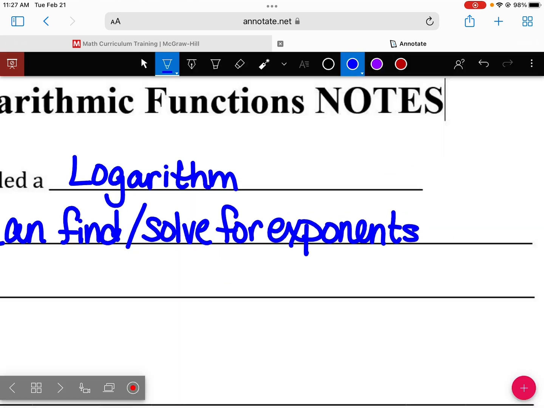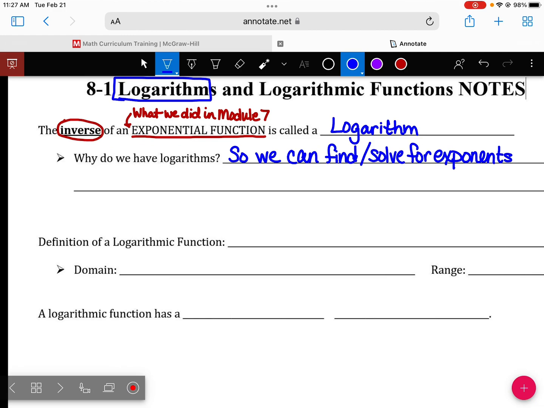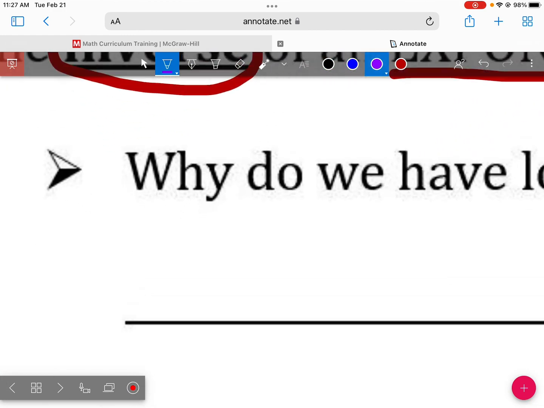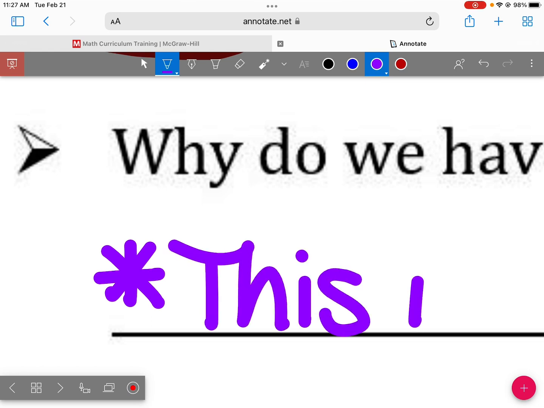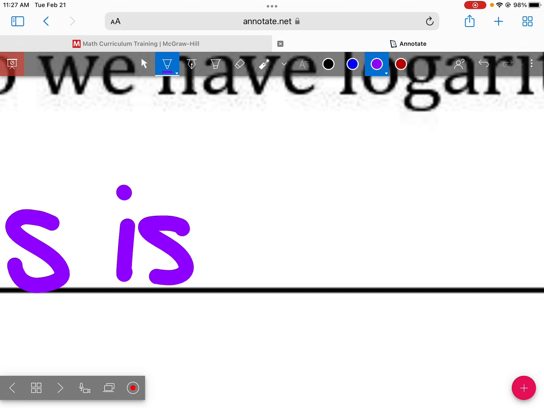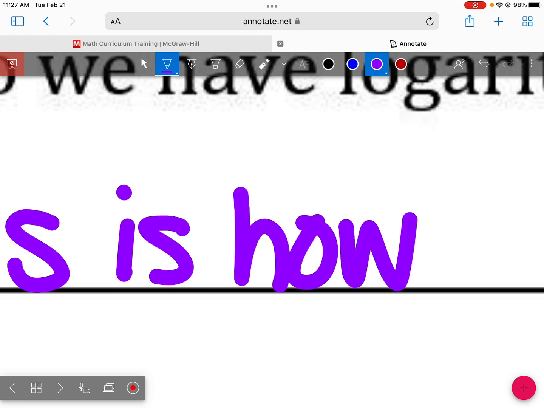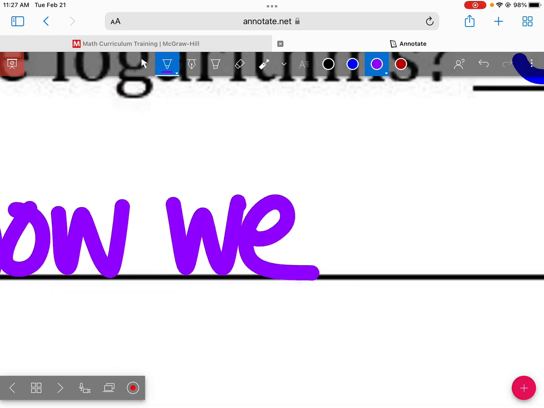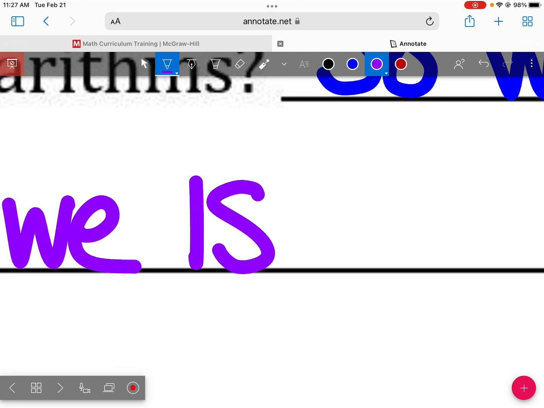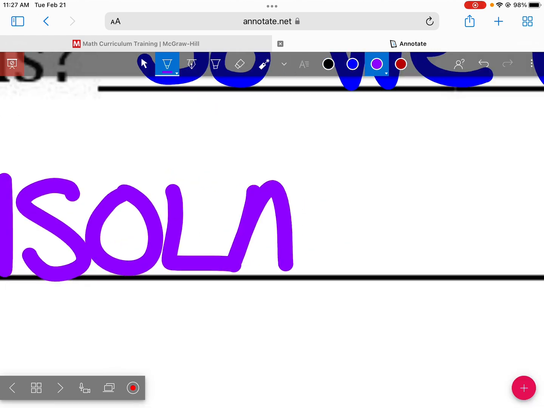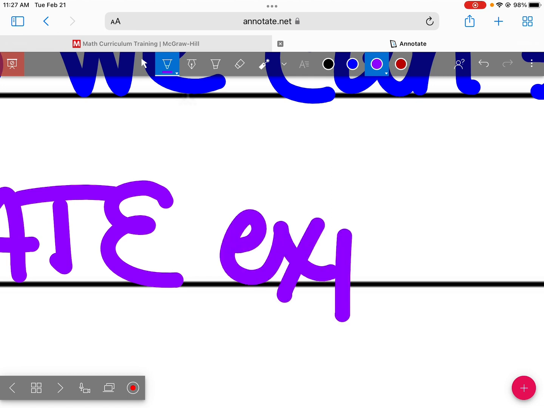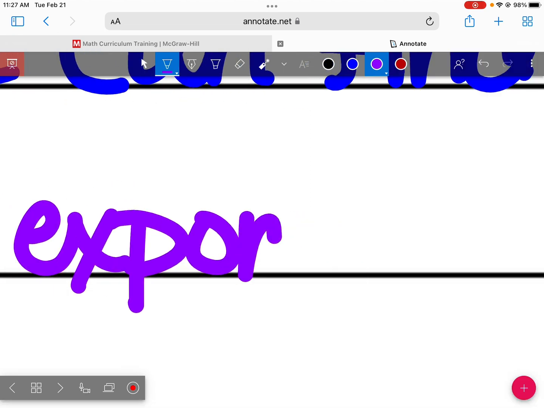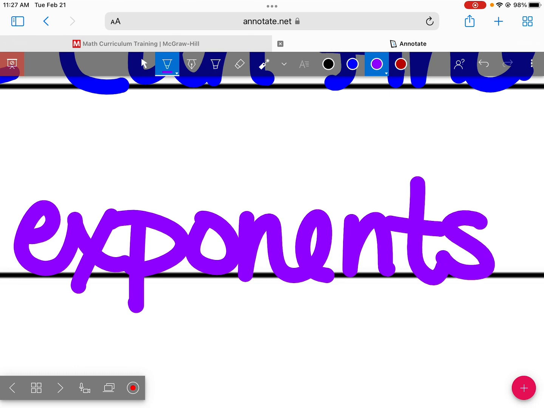This is so that we can solve or find exponents. This is how we isolate exponents. This is how we get them alone.